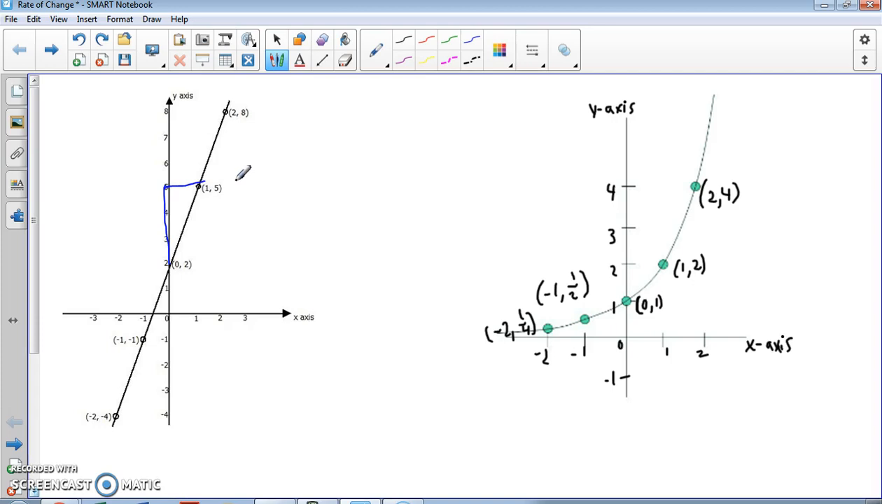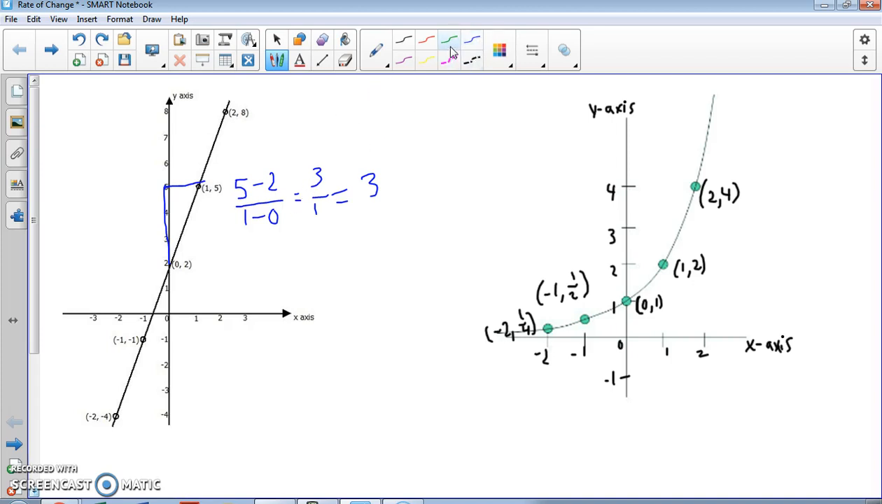Our rate of change is going to be the difference in our y values over the difference in our x values. So our line has a slope of 3, or a rate of change of 3.